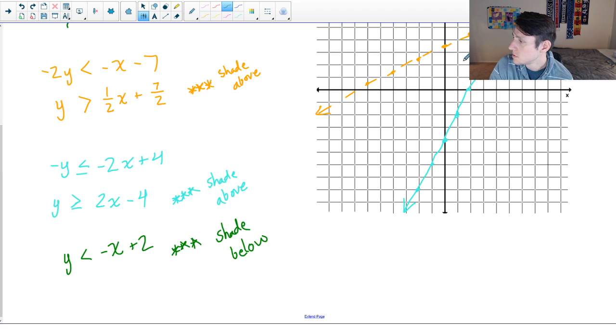Y-intercept is positive 2. Negative 1 is the slope, so down 1, right 1, down 1, right 1, down 1, right 1. Pretty boring slope.